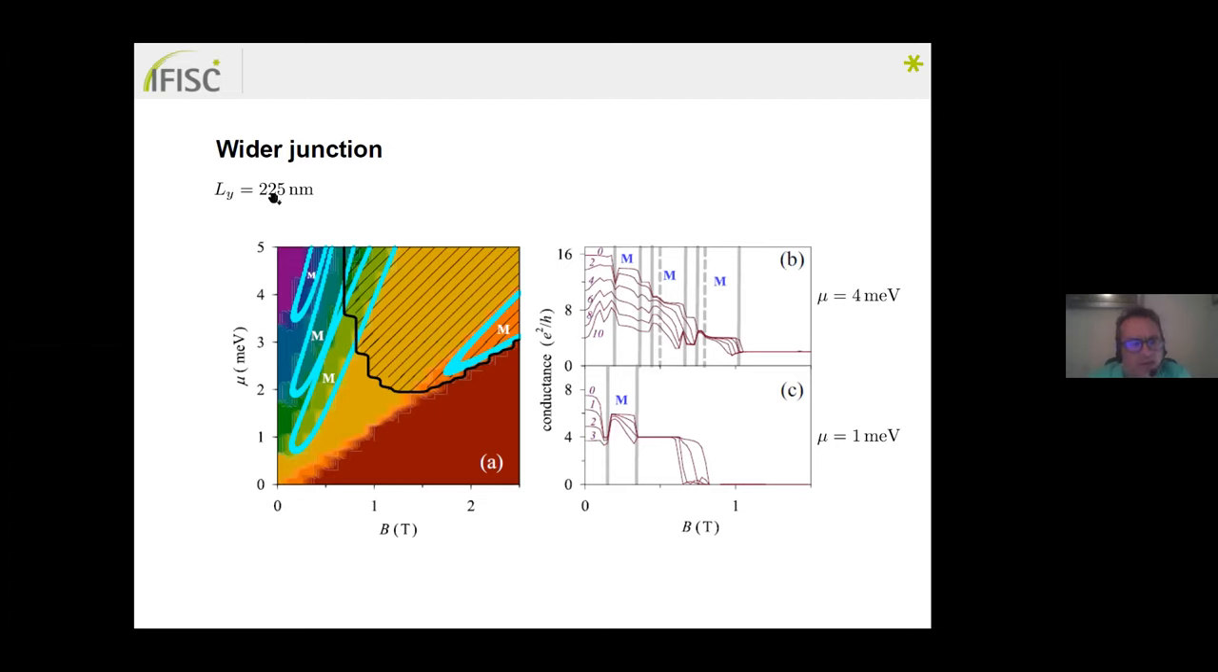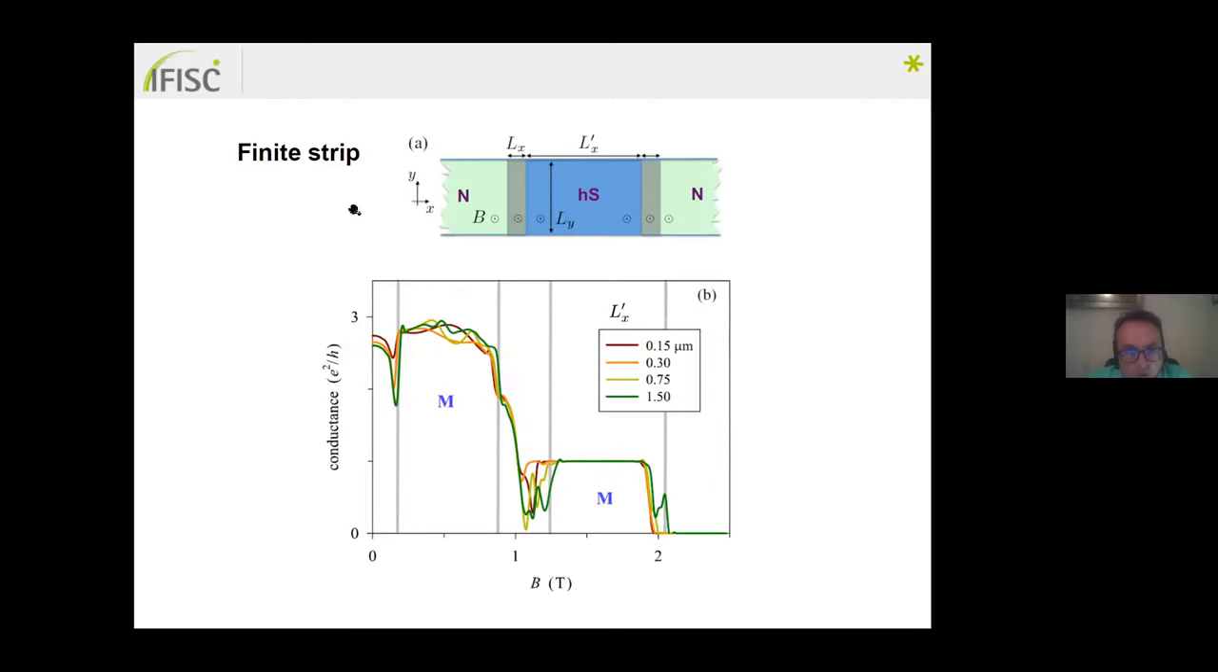For a wide junction, if we consider a wider strip of 225 nanometers, we observe that the phase diagram tends to concentrate the topological regions towards lower magnetic field. They somehow squeeze to the left part of the diagram. Again, the conductance shows the formation of dips, followed by higher values of conductance in the topological phases. This formation of dips is something we will comment on later when showing the experimental results.